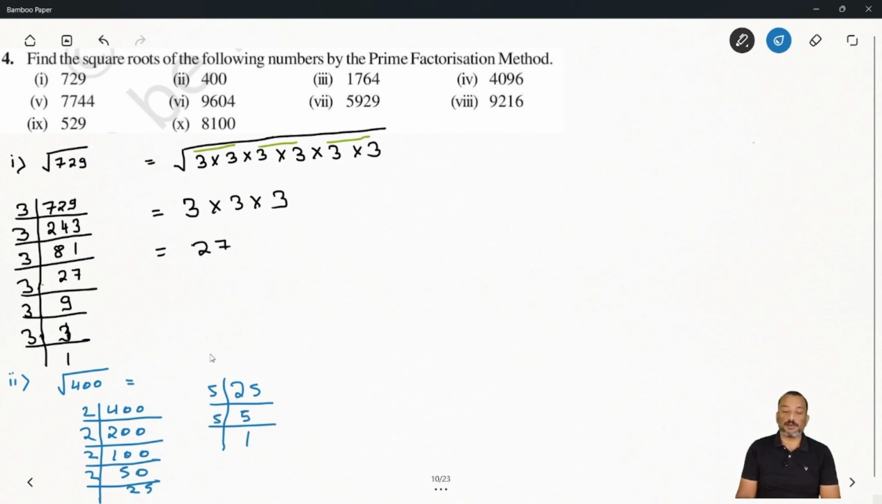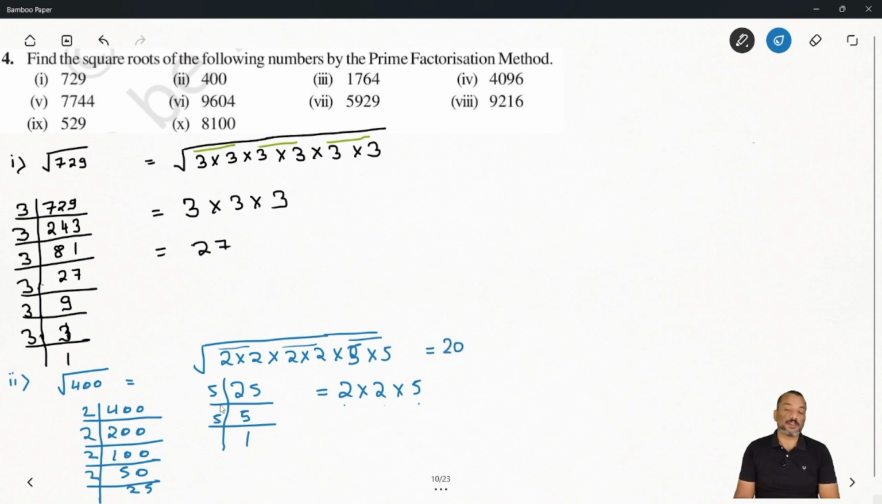So you can write here, which means in the square root you will have 2 times 2, 2 times 2, and 5 times 5. Okay, so you can say all are coming in pairs. So which means outside what you will get here? 2 times 2 times 5. So the square root of 400 is 2 times 2 is 4, 4 times 5, you will get 20. Okay, so hope it's clear.